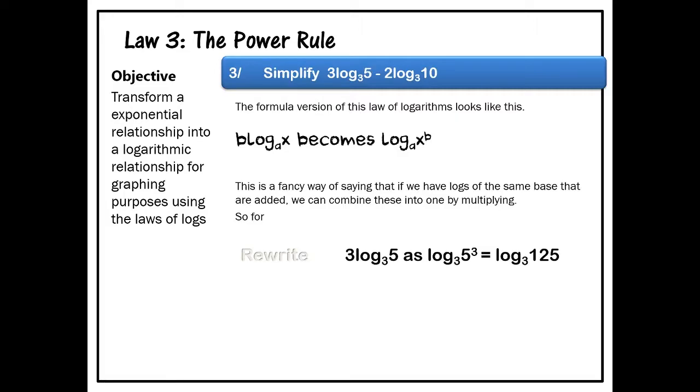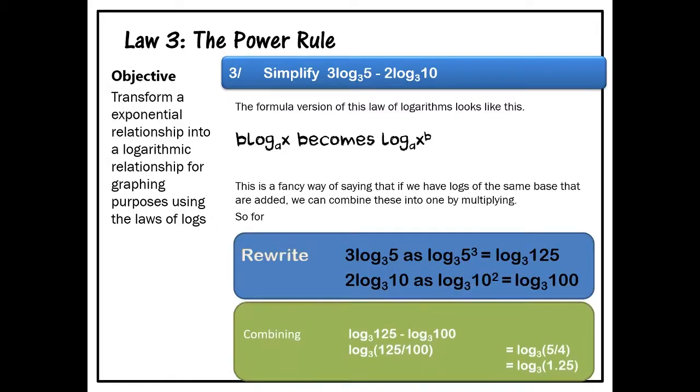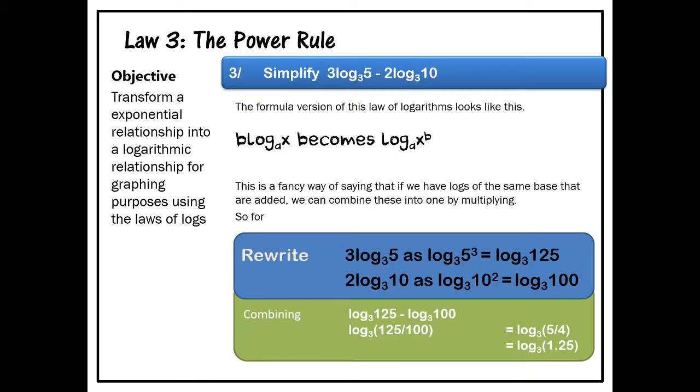So 3 log 5 becomes log 5 cubed, and 5 cubed is log 125. 2 log 8 becomes log 8 squared, and that'll be log 64. And if I write them like that, then I can combine them using the quotient rule, or log to the base 3 of 125 minus log to the base 3 of 100 is 125 divided by 100, which would give me 5 over 4 in a fraction, or 1.25 as a log.